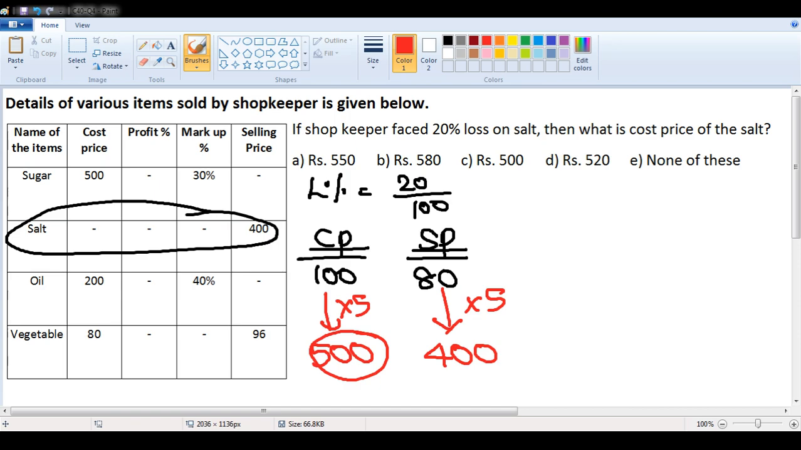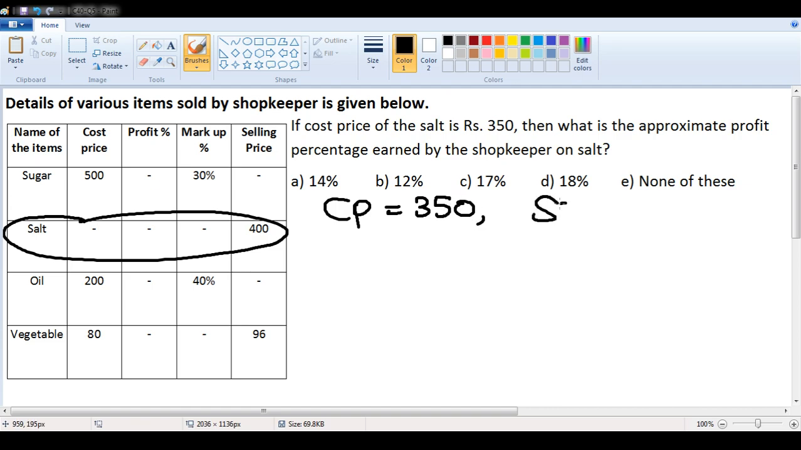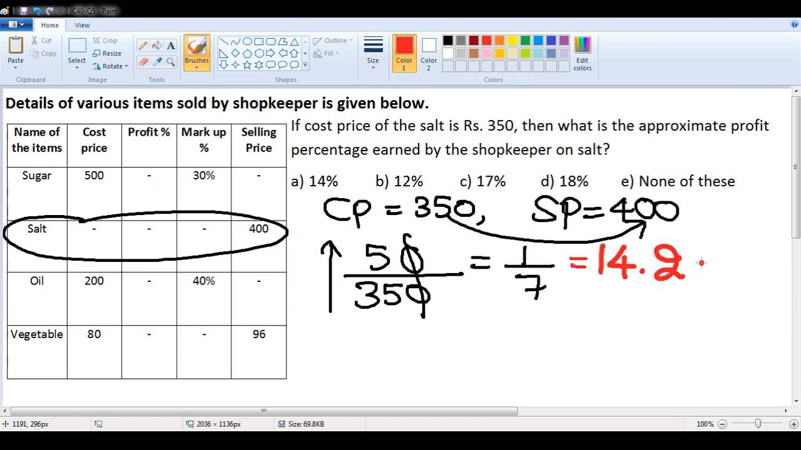Last question of this caselet. Fifth question: if the cost price of salt is 350 rupees, then what is the approximate profit percentage earned by the shopkeeper on salt? Cost price is given as 350. Selling price is given in the table as 400. Initially it was 350, and 350 is becoming 400, an increase of 50. It is 5 by 35, which is 1 by 7. 1 by 7 we discussed in our first class on fraction to percentage. Convert it to percentage: 14.2857 percentage. Approximately it is 14.